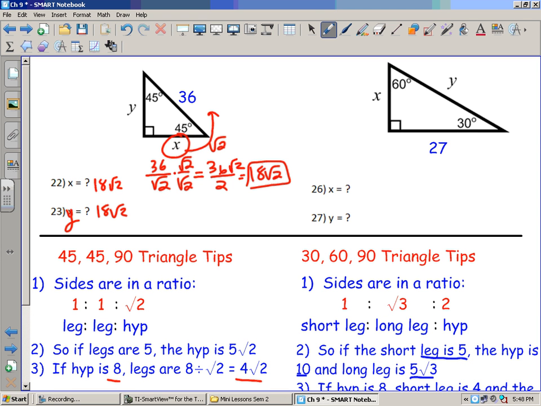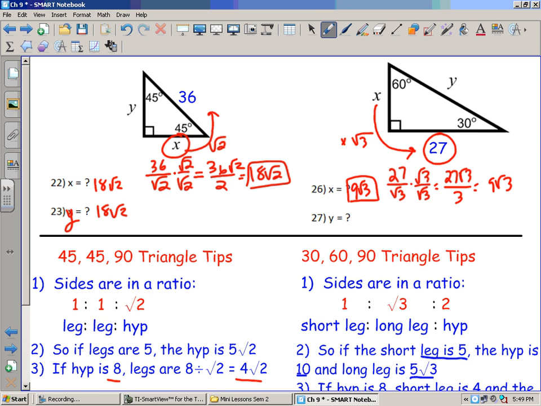All right, in this one, I gave you, again, the more difficult of the two. I know the long leg. So to get from short leg to long leg, I times by root 3. To go backwards, I divide by root 3. So to get to x, it's going to be 27 divided by root 3. And again, I need to rationalize the denominator because I can't have a root in the bottom. So I end up with 9 root 3. Okay, so x is 9 root 3.